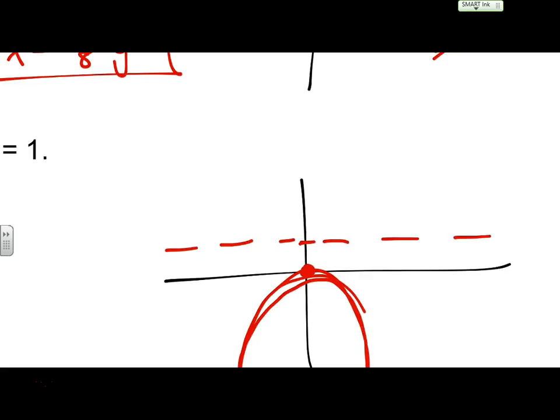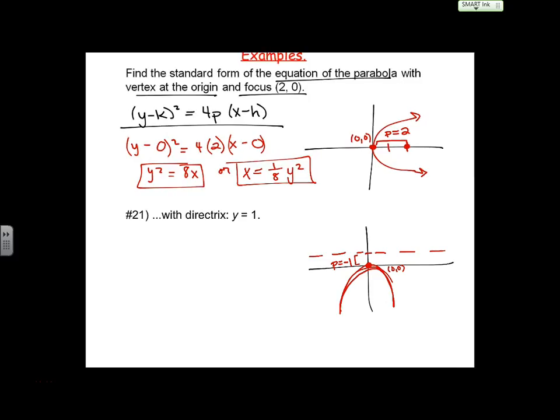Question. Do I still know (0, 0)? Pause. Do I still know (0, 0)? Yes. What's my p? It's got the one. Why is it a negative 1? Because my poor little parabola is going down.